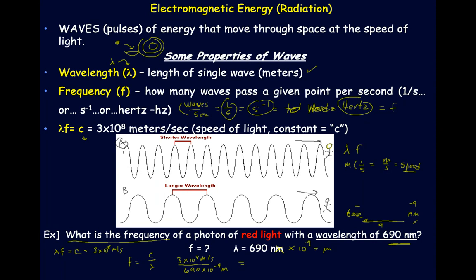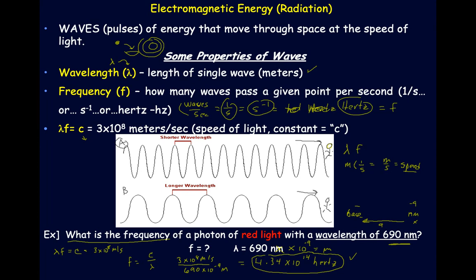And I'm going to get 4.34 times 10 to the 14th hertz, and that will be my frequency. Now, of course, it sounds like a big number, and that it is, because the wavelength is so small, right? It's a very small wavelength, so you're getting a lot of waves passing you per second. So that would be the frequency of red light.